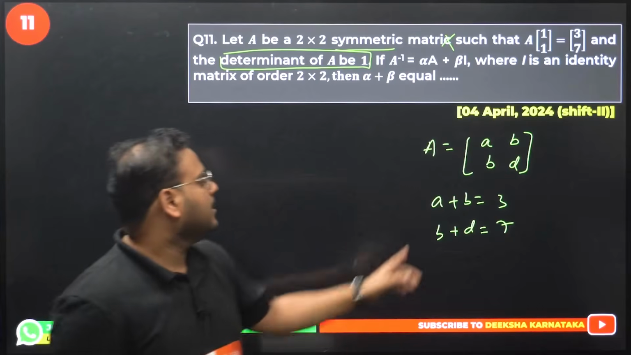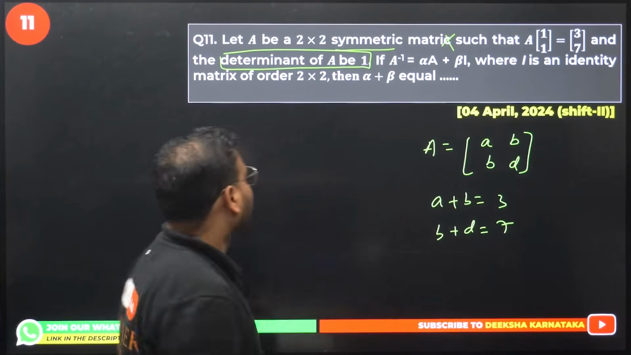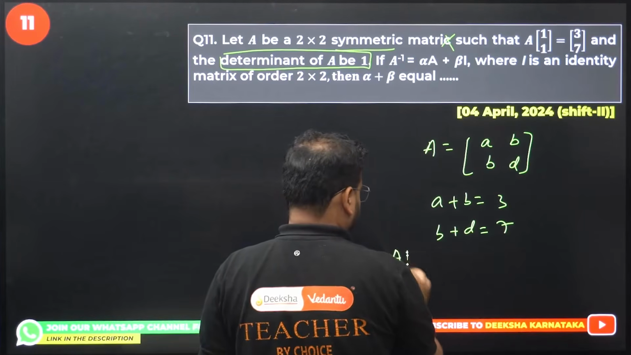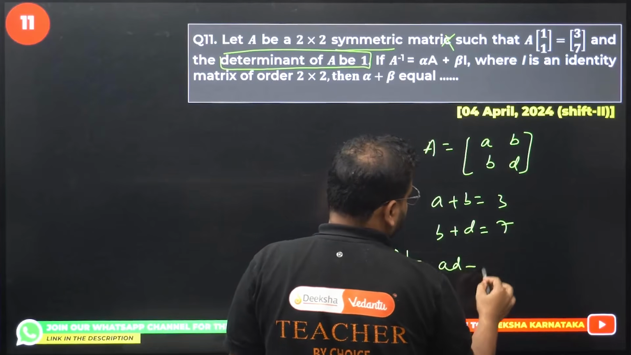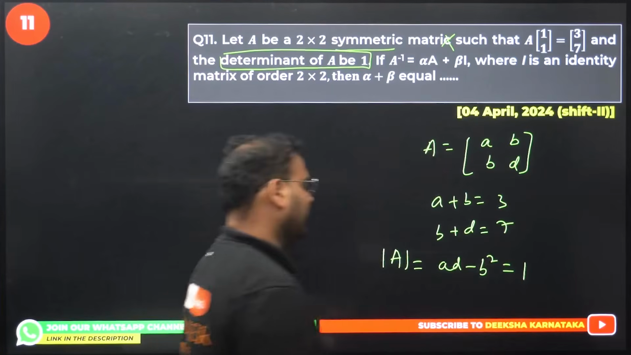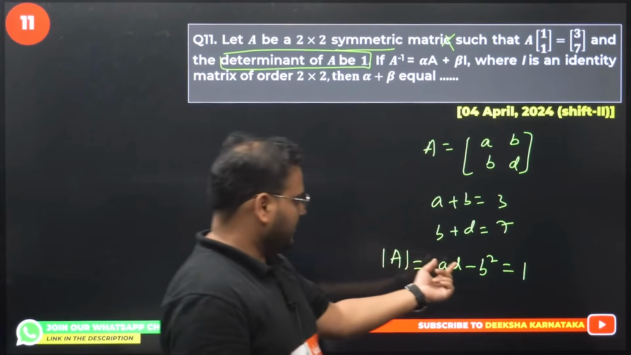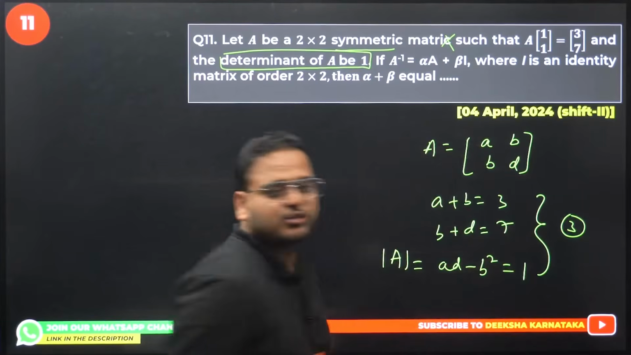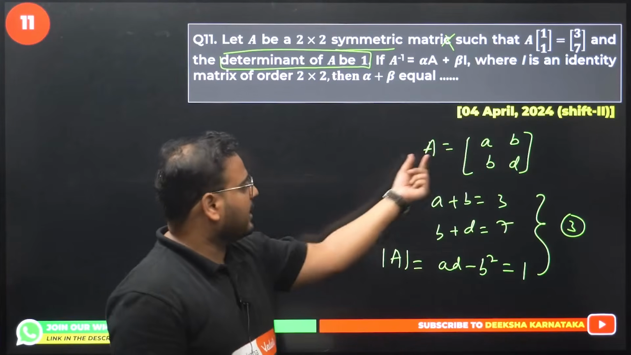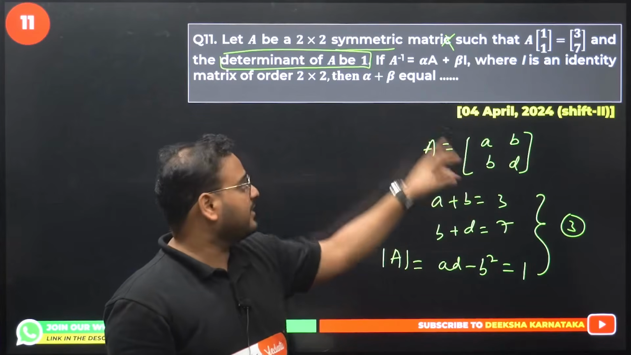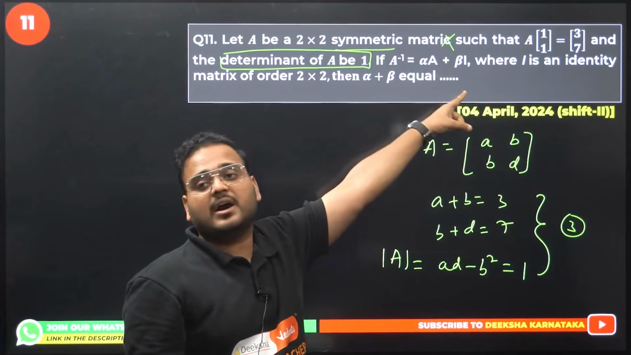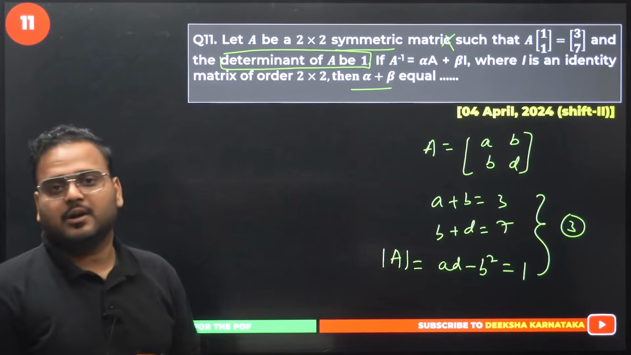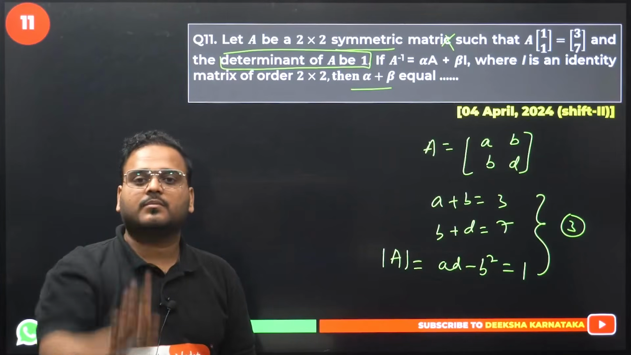I'll repeat myself. Use this condition, equation 1, equation 2, and the determinant equal to 1. Determinant means AD minus B square equals 1. Okay, so you find the value of A, B and D using these 3 equations, and then you'll get the matrix A itself. From there, find the inverse of the matrix, find alpha A, beta I, and they're asking you to find the value of alpha plus beta. Question number 11. Now pause the video and try from your side.